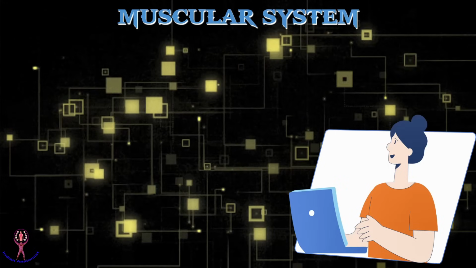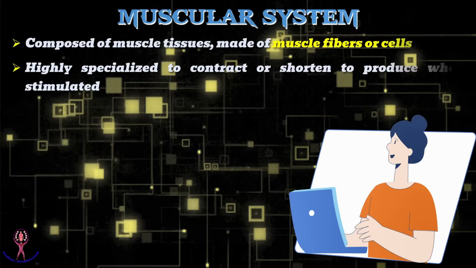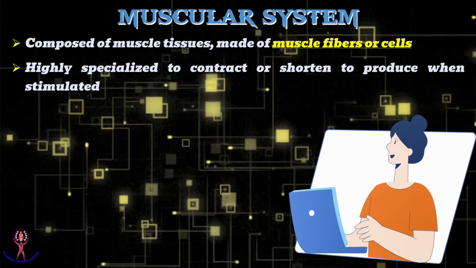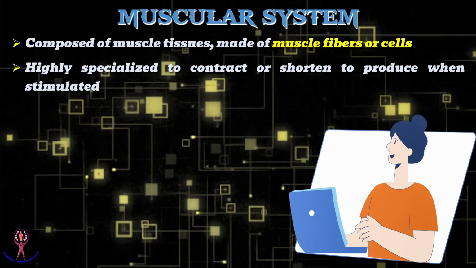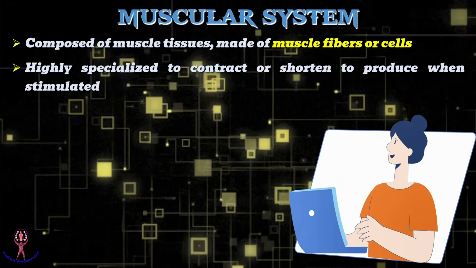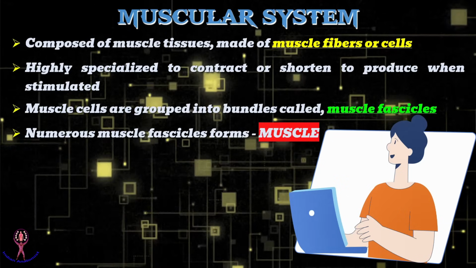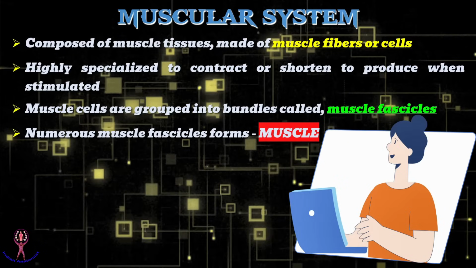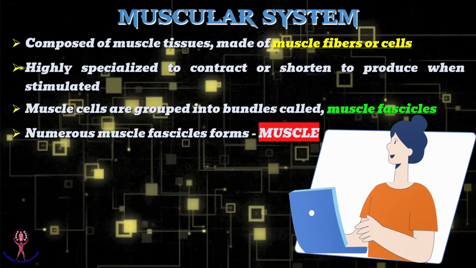Now coming to the muscular system. It is composed of muscle tissues, made of muscle fibers or cells. They are highly specialized to contract, or shorten, to produce force when stimulated. All muscle cells are grouped into bundles called muscle fascicles. Now, numerous muscle fascicles form a muscle.